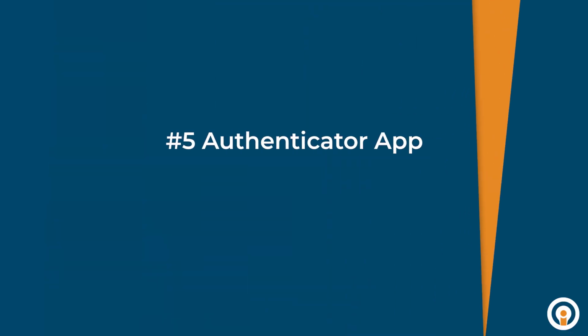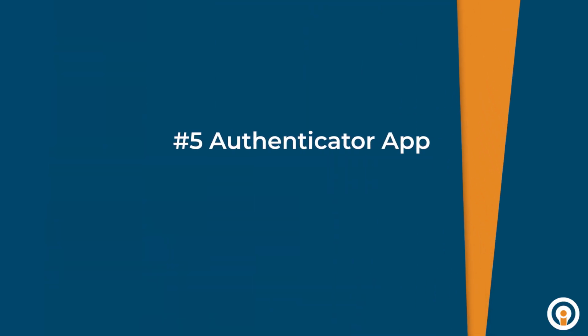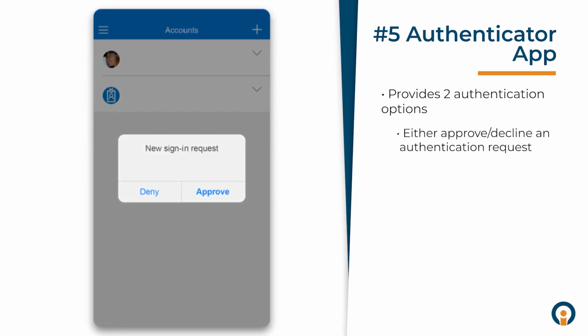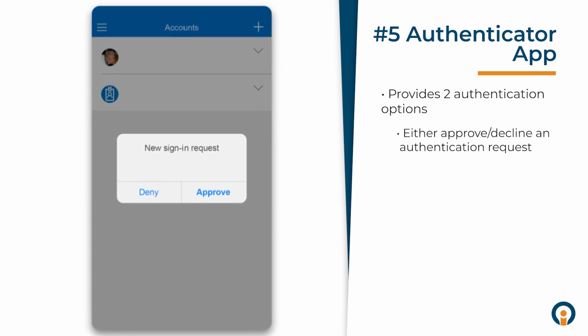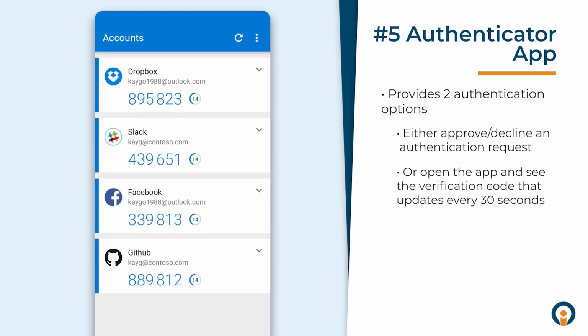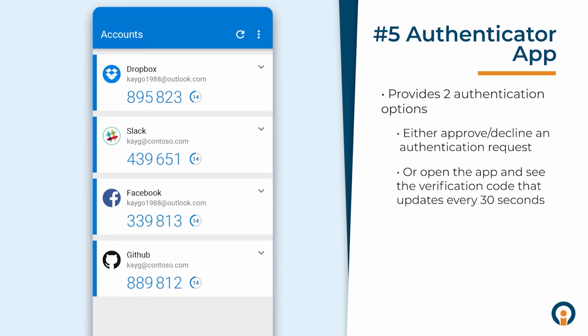Our final option is an authenticator app. The Authenticator app is an application you download on your phone. It provides you with 2 authentication options. You can either receive a notification that a user is trying to access your account and you approve or decline verification, or you can open the app and see the verification code that updates every 30 seconds and input it on the account you're accessing.